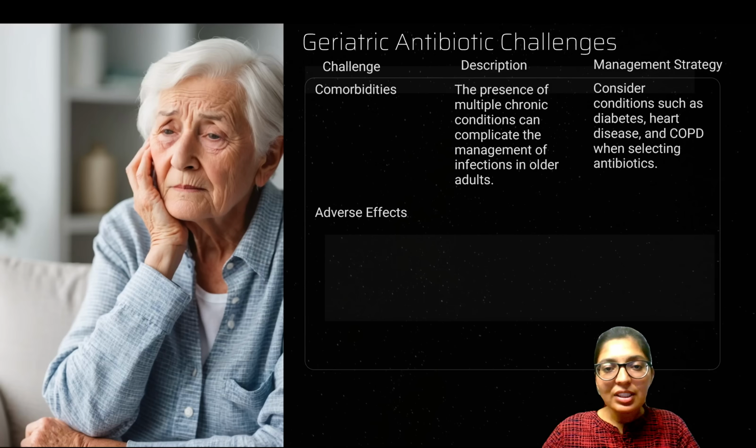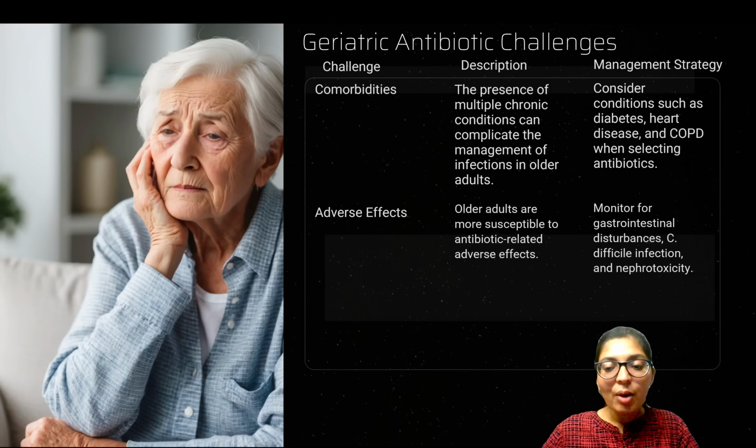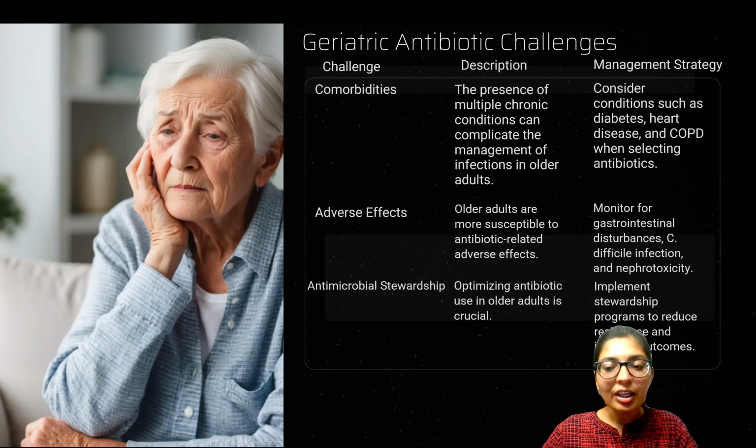Next one is adverse effects. Older adults are more susceptible to antibiotic-related adverse effects. Monitor for GI disturbances like Clostridium difficile infection and nephrotoxicity. Antimicrobial stewardship. Optimizing antibiotic use in older adults is crucial. Implement stewardship programs to reduce resistance and improve outcomes.